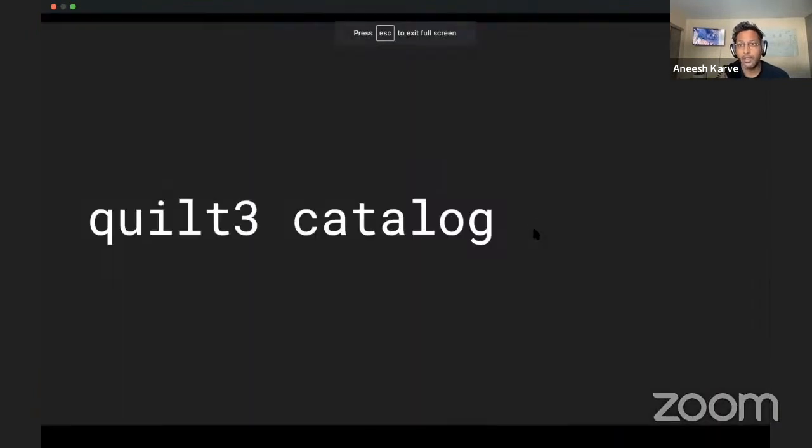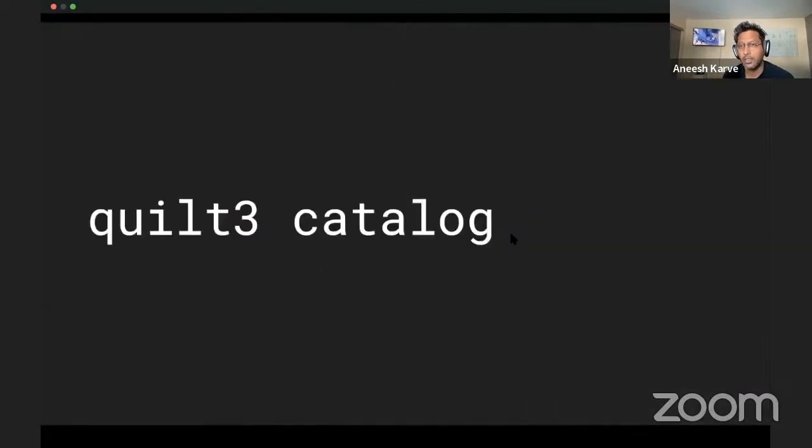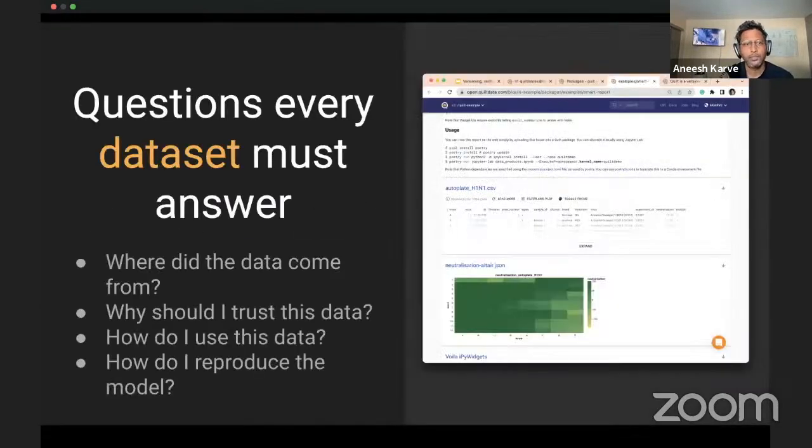So the Quilt 3 catalog is how you can browse contents in S3 and really make S3 visual and reusable to larger teams. The catalog is single player. We do also have an enterprise data catalog you can license if you want a multiplayer catalog.